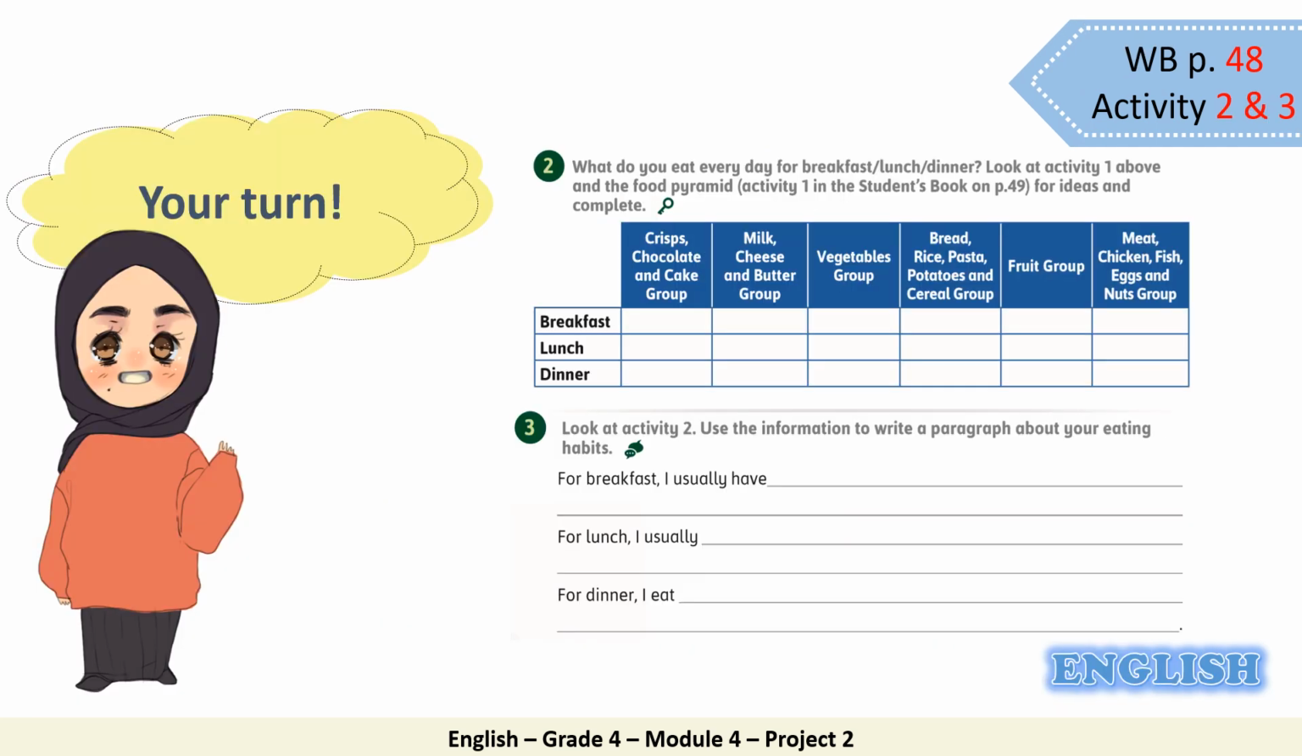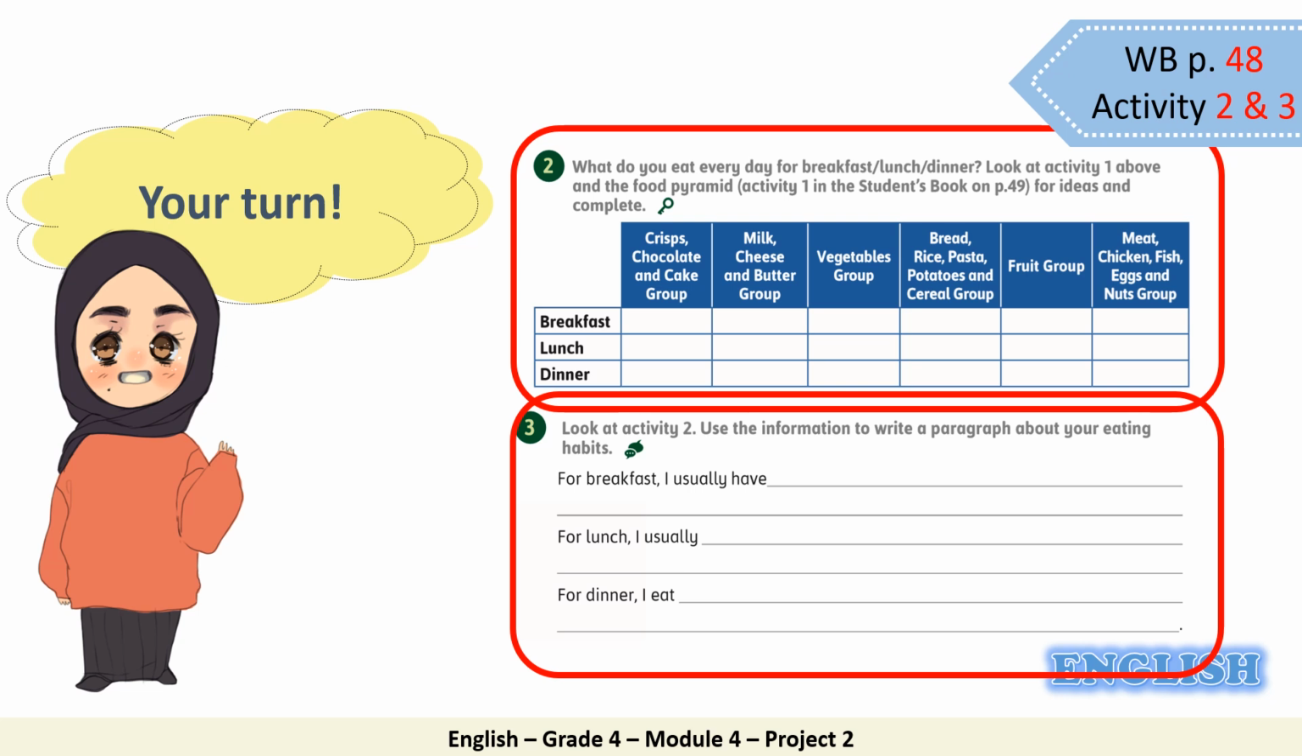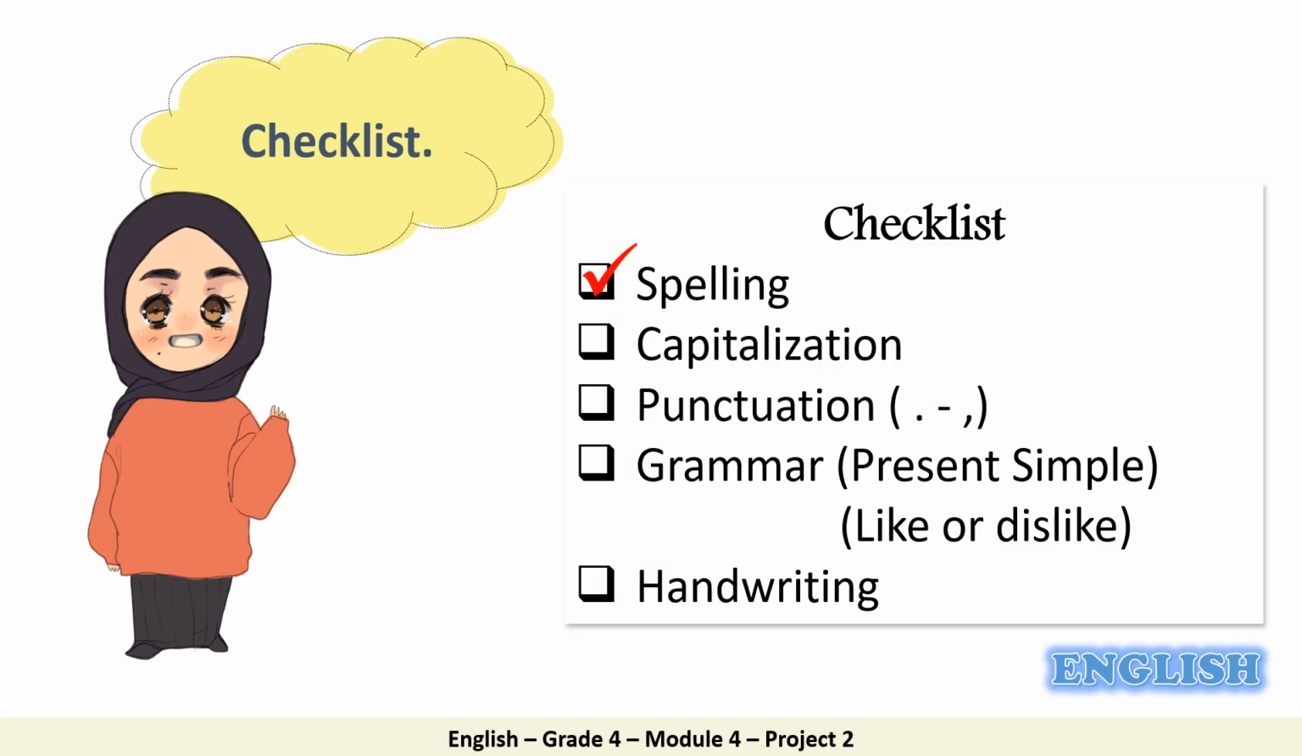And now it's your turn to answer Activity 2 and fill in the table with the food you eat. And after that, you go to Activity 3 and write about your eating habits. And make sure you check your writing. Refer to this checklist. You need to check spelling, capitalization, punctuation, which is the use of full stops and commas, grammar. Make sure you use the present simple and you write about what you like or dislike. And make sure you write in a nice handwriting.